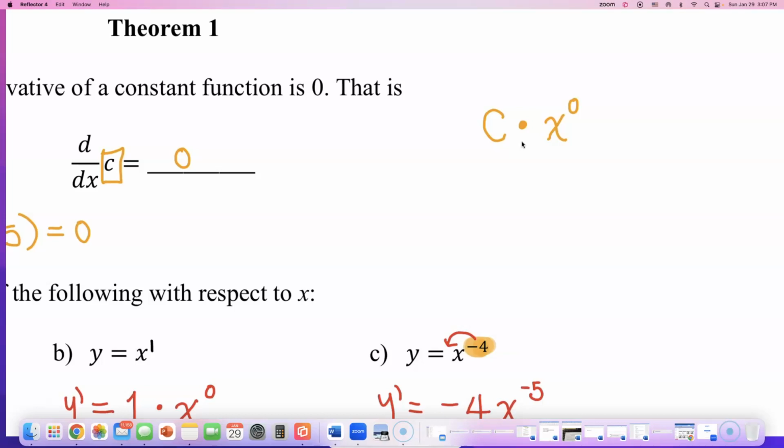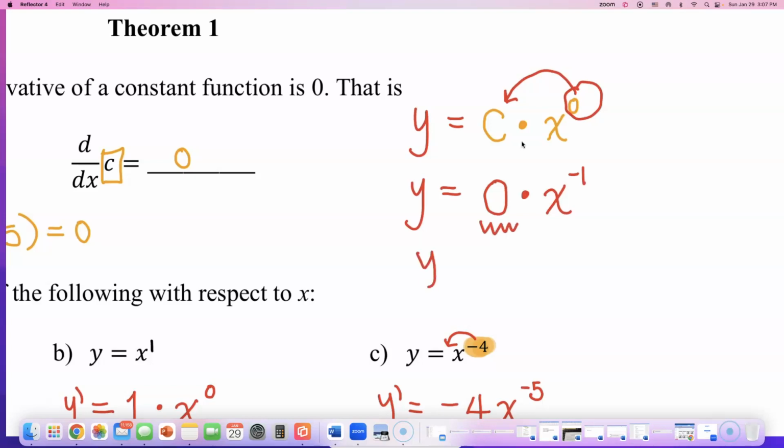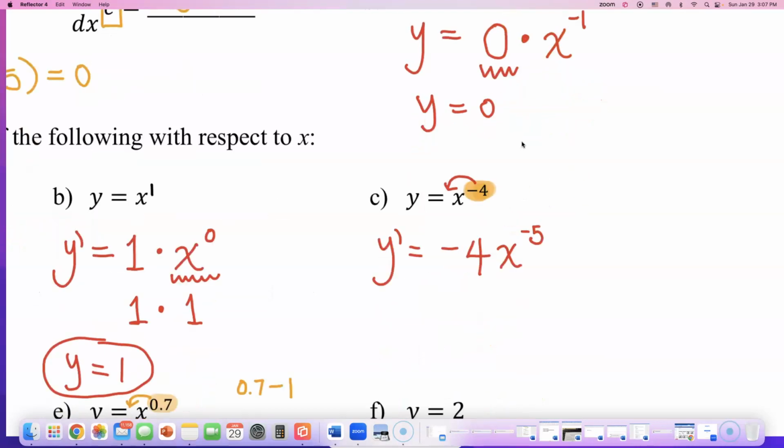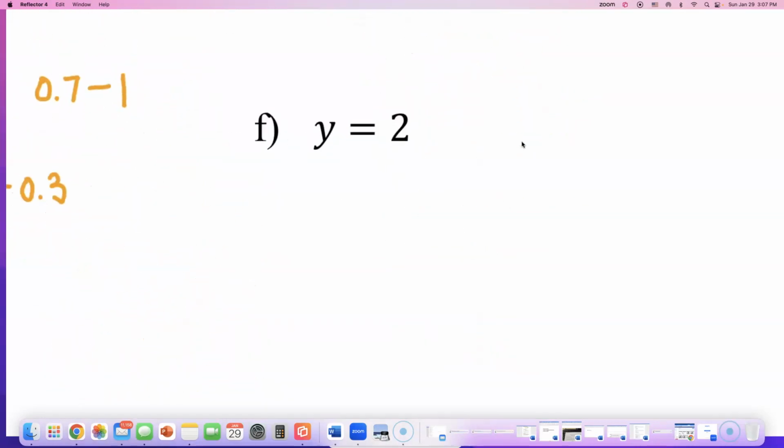So if you do the same power rule over here, what exponent do you have to bring down? 0, right? So you have to do 0 times c. And 0 times c will give you 0. And the exponent needs to go down by 1. And 0 minus 1 is negative 1, but it doesn't matter because anything times 0 is just 0. So there's a reason behind it, but anytime you see a constant like this, y equals 2, the derivative is automatically 0.